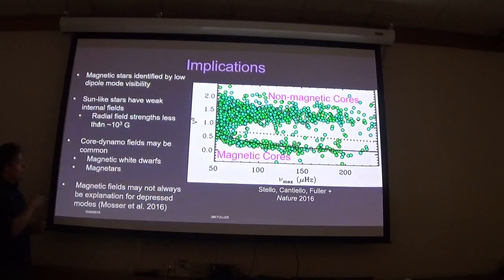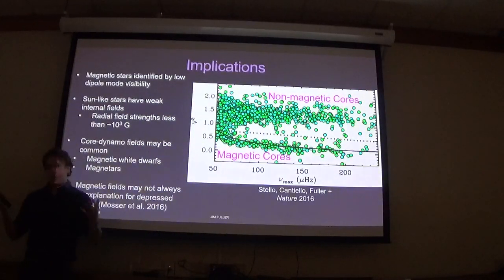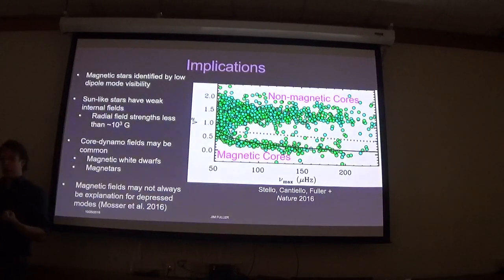I said we don't see this effect in the descendants of sun-like stars. We don't know what the magnetic field is like in the core of the sun, but we think it probably has to be less than about a kilogauss, because if stars like the sun have stronger fields, those should be strong enough in the red giant phase to produce this effect, which we don't see. So probably stars like the sun tend to have fairly weak or sub-kilogauss fields in their cores.